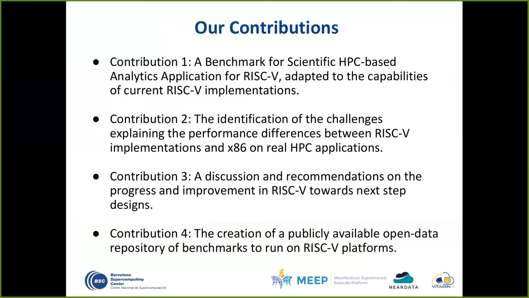So just to summarize our contributions in the paper that we presented, the first is the development of a benchmark architecture application for RISC-V that is also a real application that is being used on genomic datasets. We have tested with data that is not real, because we cannot use it because of privacy, but it's equivalent to the real, so it's a real problem.